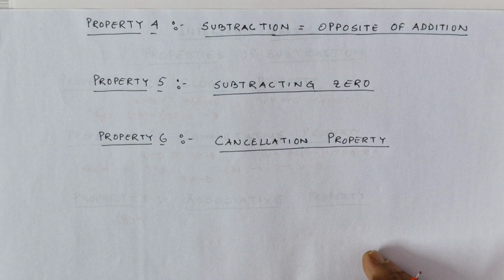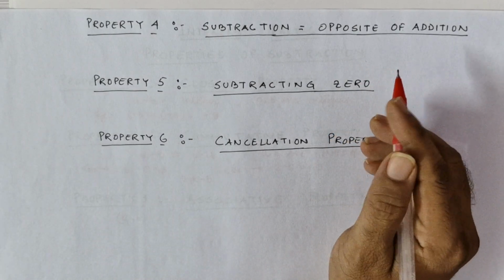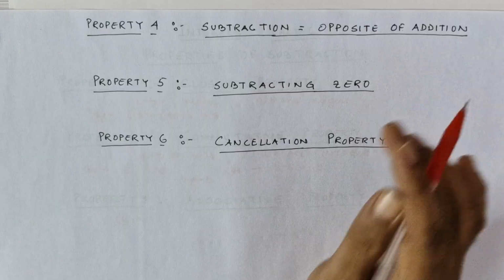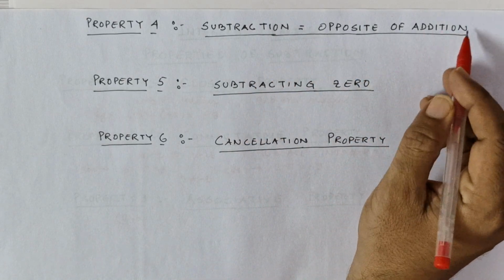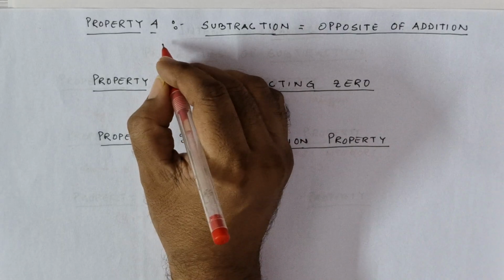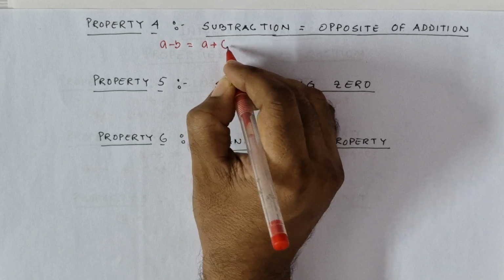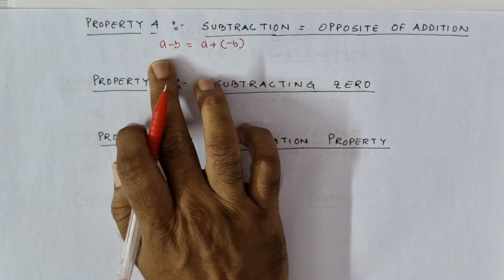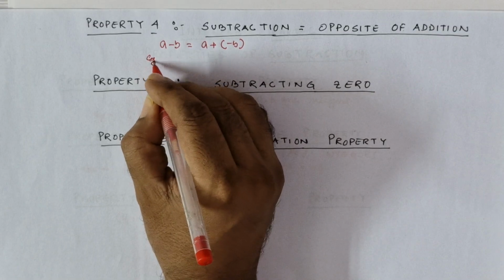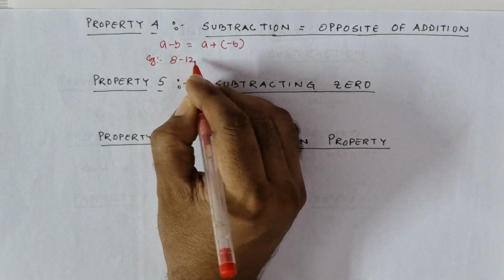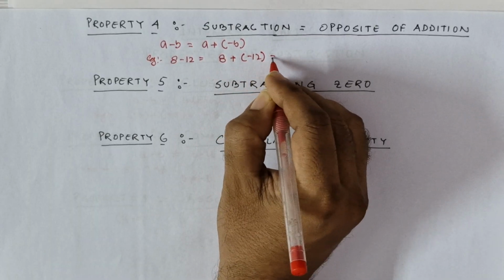So what is the fourth property? The fourth property is subtraction is equal to the opposite of addition, right? So we can represent subtraction in terms of addition. So we can say that A minus B, we can write A plus within bracket minus B. So we can write subtraction in terms of addition, right? Let's say I take an example, 8 minus 12, we can write 8 plus minus 12, so equal to minus 4.